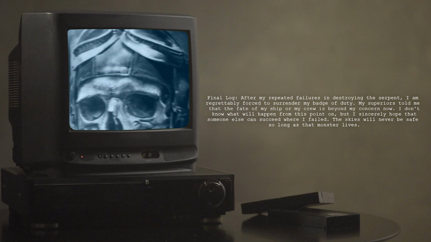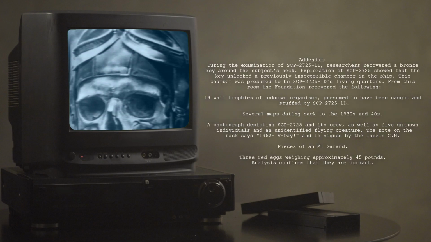It states, "Final log. After my repeated failures in destroying the serpent, I am regrettably forced to surrender my badge of duty. My superiors told me that the fate of my ship or my crew is beyond my concern now. I don't know what'll happen from this point on, but I sincerely hope that someone else can succeed where I failed. The skies will never be safe so long as that monster lives."